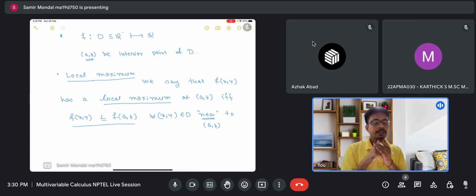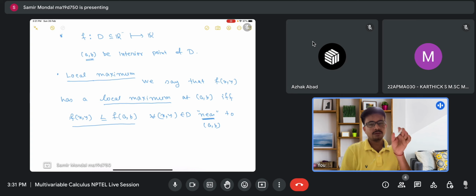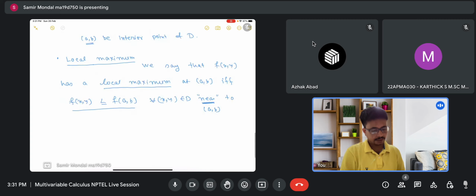So what do we mean by near? Near is nothing but a neighborhood of (a, b). Here we are referring to this near term as a neighborhood of (a, b). Not for all x, y in D, only one small neighborhood of (a, b). That time we will say that f of x, y has a local maxima at the point (a, b). It's fine.